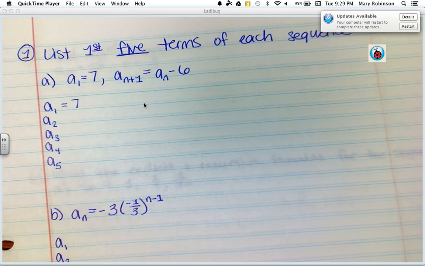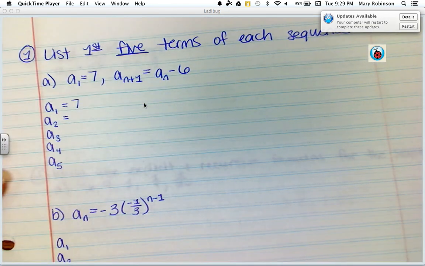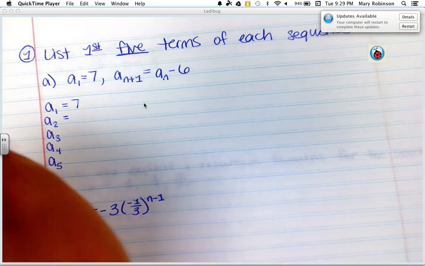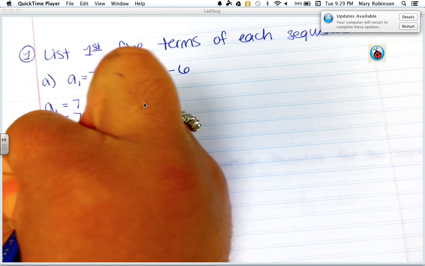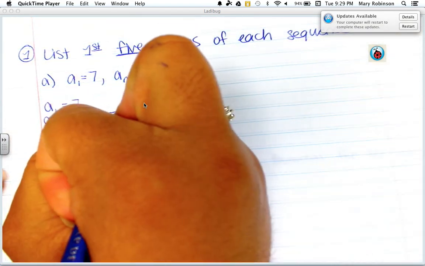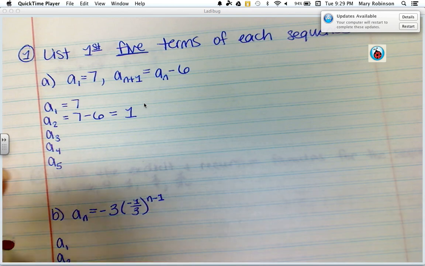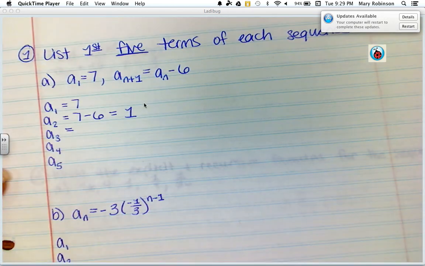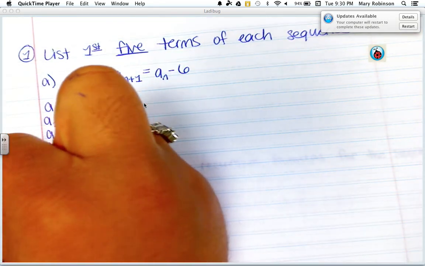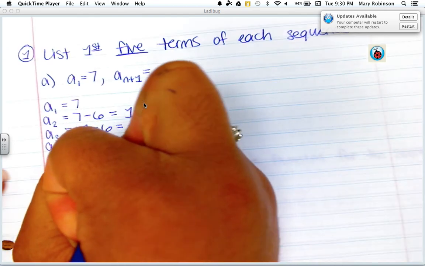They give us the recursive formula, so A sub 2 is going to equal A sub 1 minus 6, so 7 minus 6, and that gives us negative 1. No, positive 1, my bad. So that gives us positive 1. A sub 3 is going to equal A sub 2 minus 6. So 1 minus 6, and that gives us negative 5.